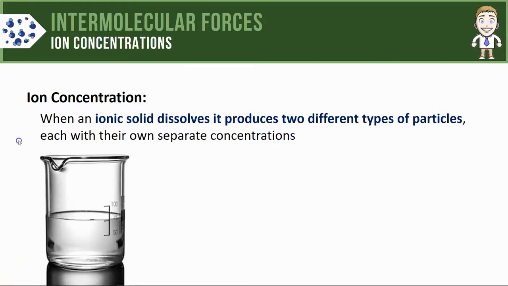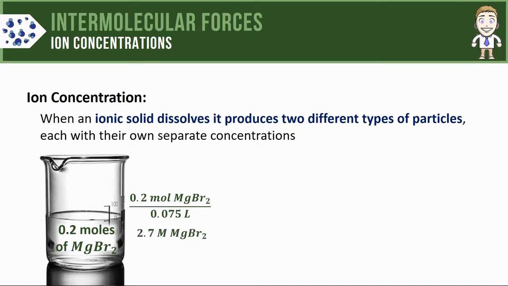Imagine a beaker of water where we dissolve 0.2 moles of an ionic solid like magnesium bromide. We could take those moles and calculate the molarity of magnesium bromide in the solution pretty easily. 0.2 moles divided by the 0.075 liters, we've got a 2.7 molar magnesium bromide solution. And that number is a pretty good way to describe the solution concentration, but it's also not super accurate because technically, when ionic substances like MgBr2 dissolve, there really isn't even any MgBr2 left because of the way it splits apart as the solution forms.